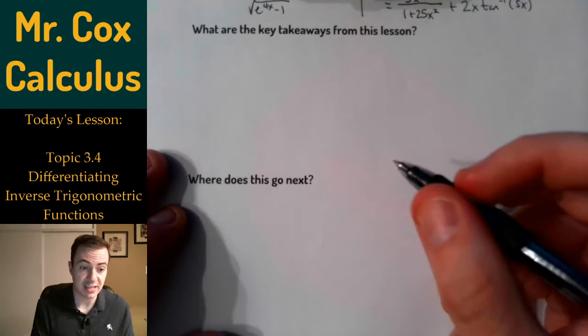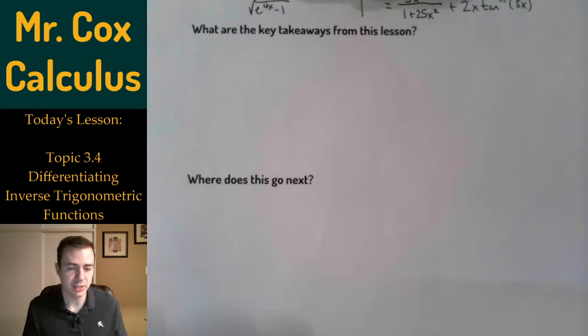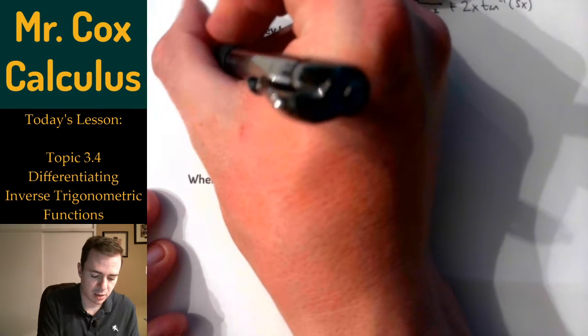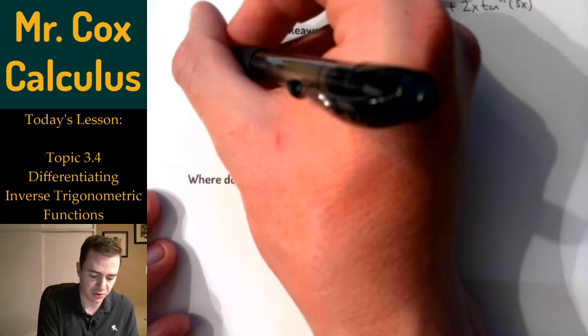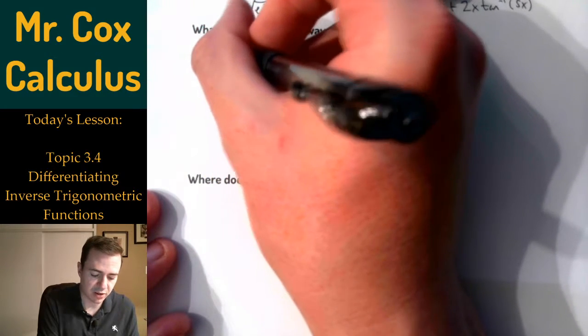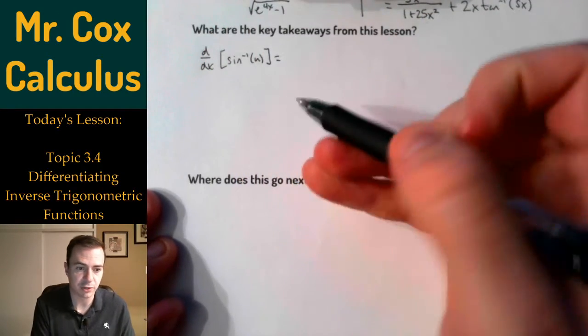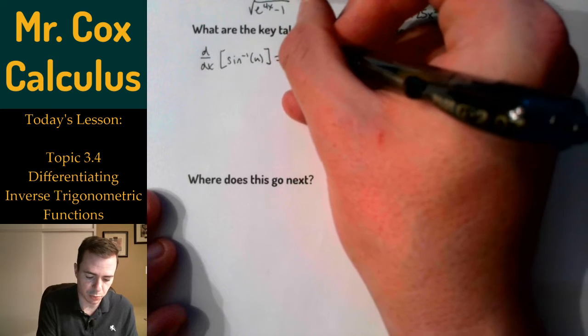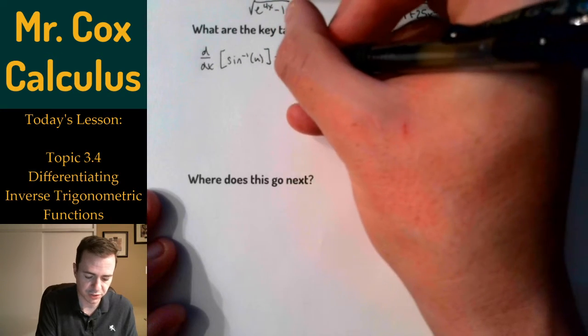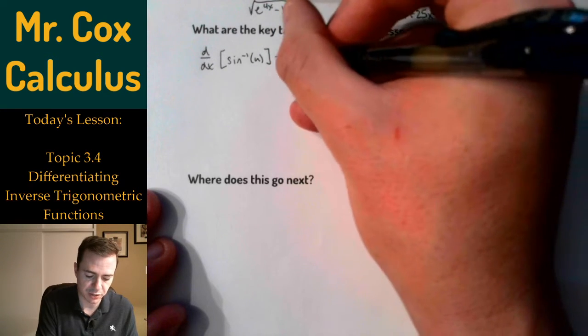All right, let's talk about the key takeaways. The key takeaways here really come down to just knowing the derivatives of these 6 inverse trig functions. So the derivative of inverse sine of u, and again in this case, u is some function of x, is equal to u prime over the square root of 1 minus u squared.